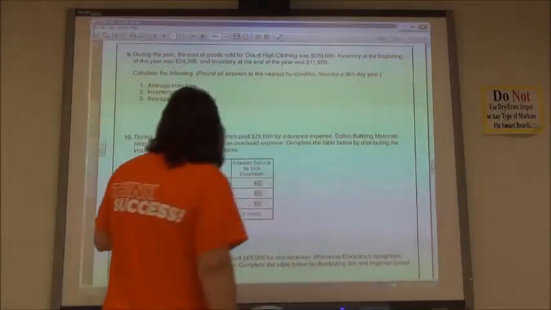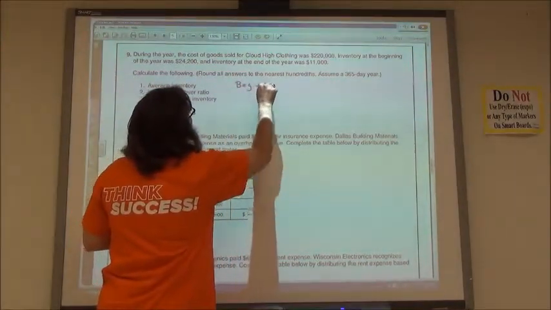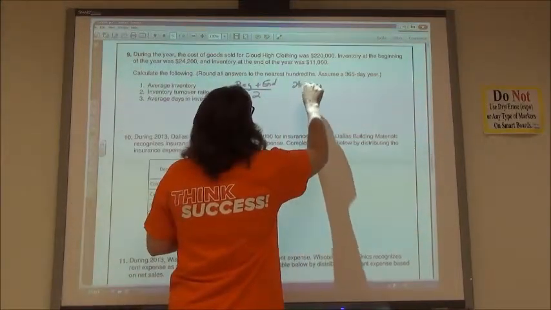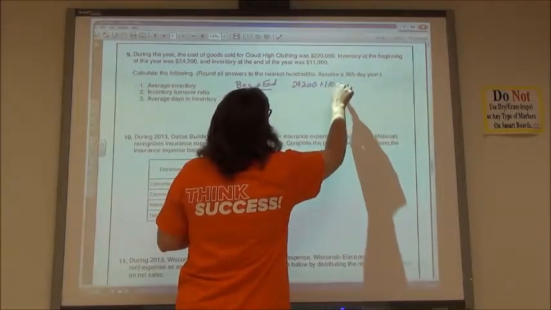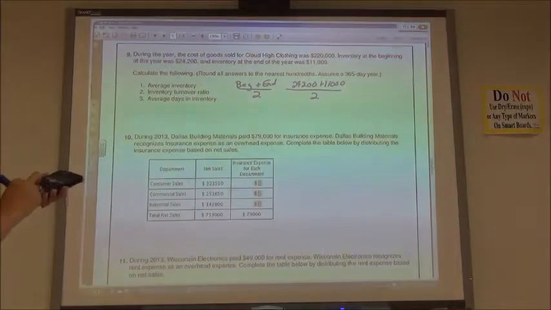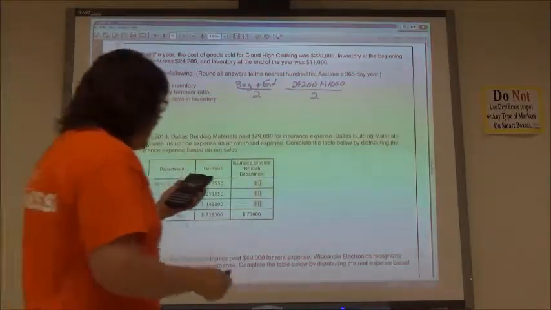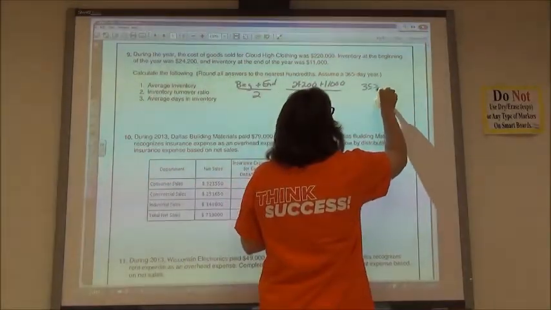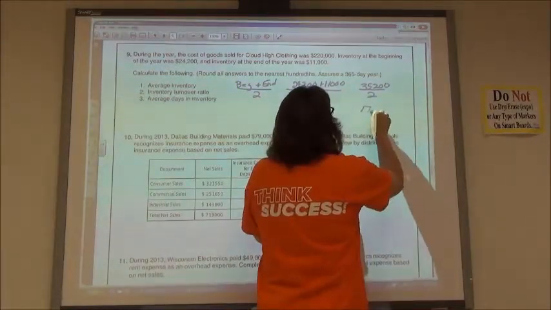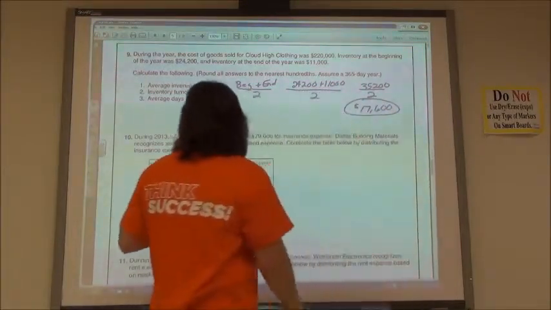We first of all want to calculate our average inventory. So we're going to take our beginning inventory plus our ending inventory and divide that by 2. So 24,200 plus 11,000 and divide that by 2. We've got to add those two things together first. So 24,200 plus 11,000 gives me 35,200. Then I'm going to divide by 2, which gives me 17,600 for our average inventory.